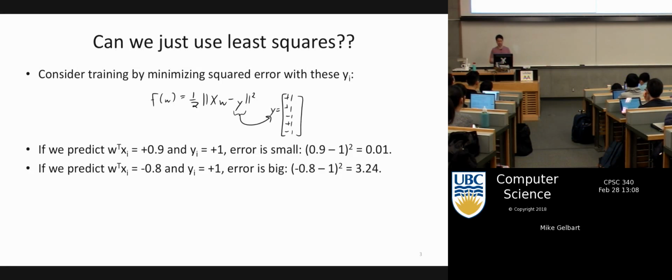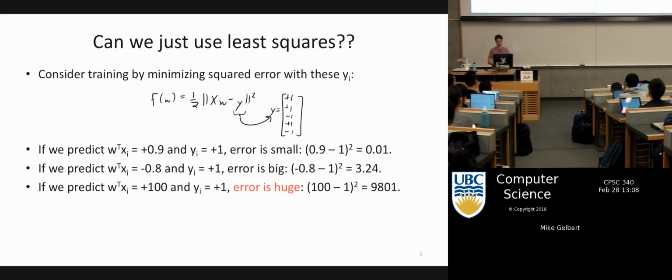So these first two things look reasonable, which is saying if y is +1 and I predict positive 0.9, the error is small. Good, because that's a correct prediction. If y is +1 and I predict negative 0.8, the error is rather large. Good, because that's an incorrect prediction. I looked at the sign and it was negative, but the true class was positive.